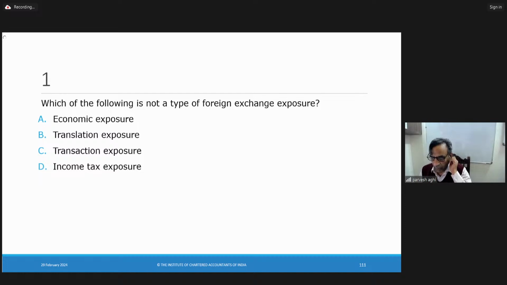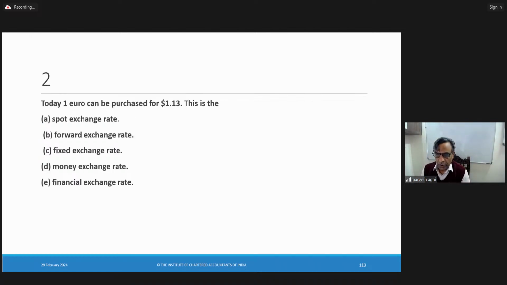Which of the following is not a type of foreign exchange exposure? Economic exposure, translation exposure, transaction exposure, or income tax exposure? Now it is visible, I believe. So it's the income tax exposure. Absolutely right, Suraj. Now next question.